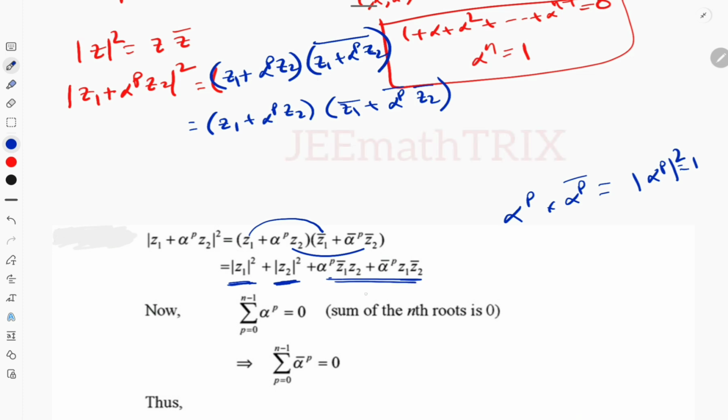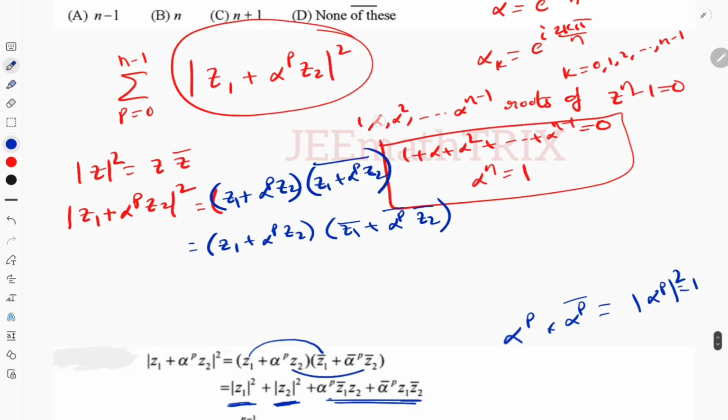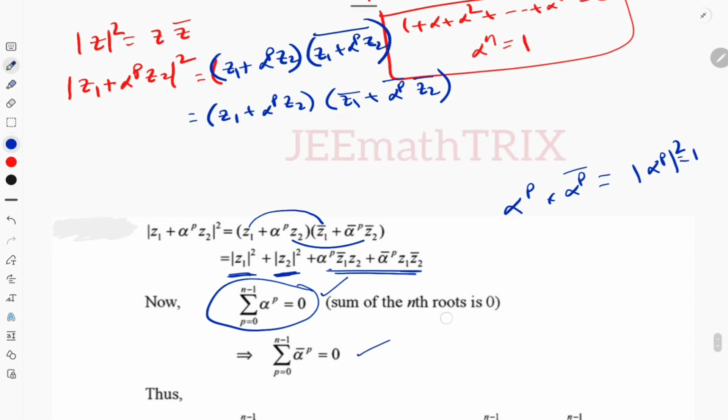If you observe that, in the question we need the sigma of this. If we apply sigma to it, mod z1 square is common, and mod z2 square is also constant with respect to the sigma notation. The sigma for the sum of all roots will be 0. So the sum of all roots will be 0 and the sum of alpha bar power p will also be 0, because their conjugates will be other nth roots of unity only.